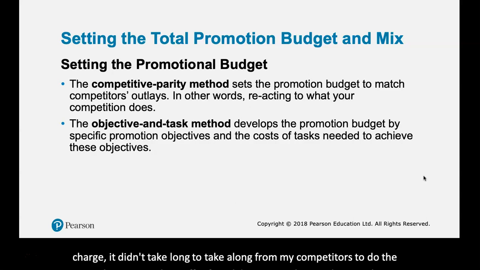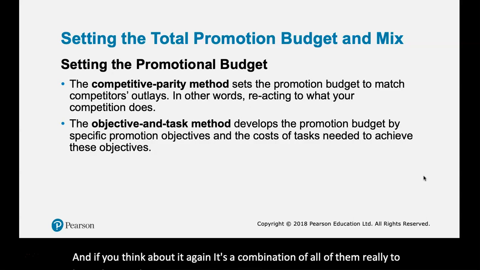And then the final one here is the objective and task method. And if you think about it, again, it's a combination of all of them, really, to be realistic with you. But the objective and task method basically says that we have certain objectives in the marketplace, and in order to achieve those, we have to put some type of promotion mix together. How much is that going to cost us in order to meet that objective? So if our objective is to gain 10% market share in the first quarter, we're going to have to do some type of promotion to do that. How much is it going to cost us to get that 10% market share?